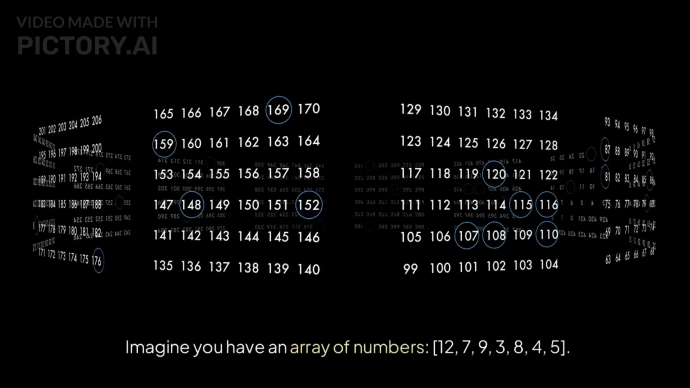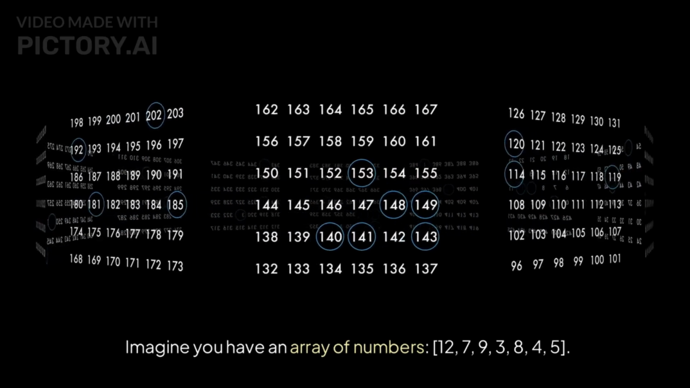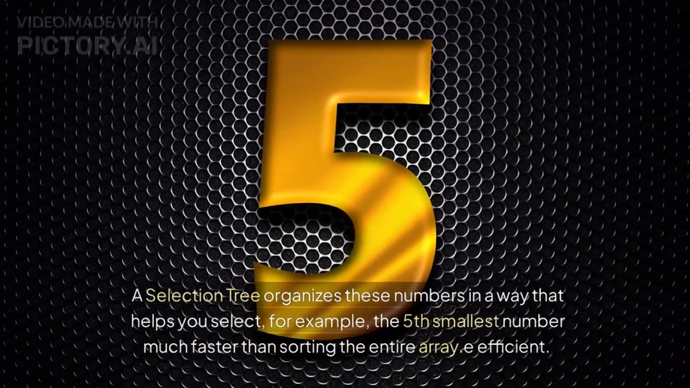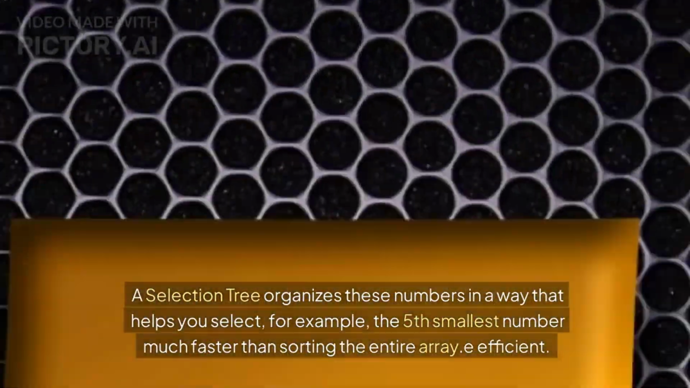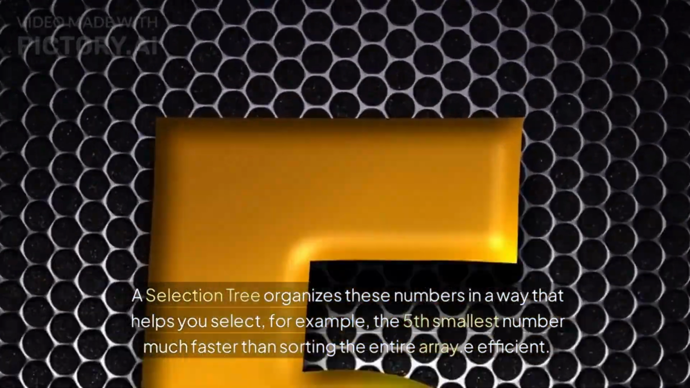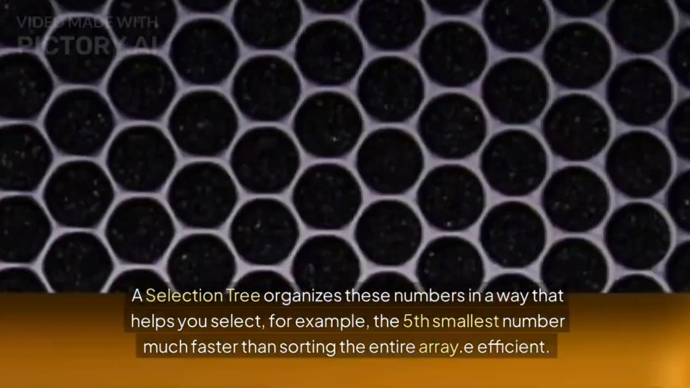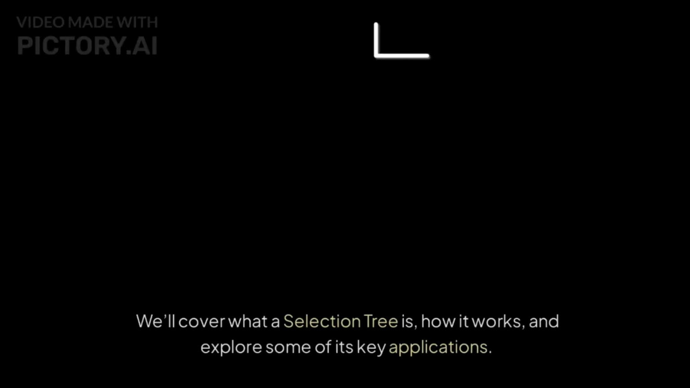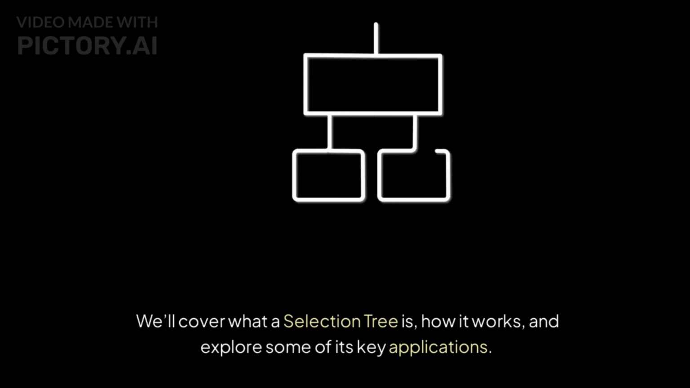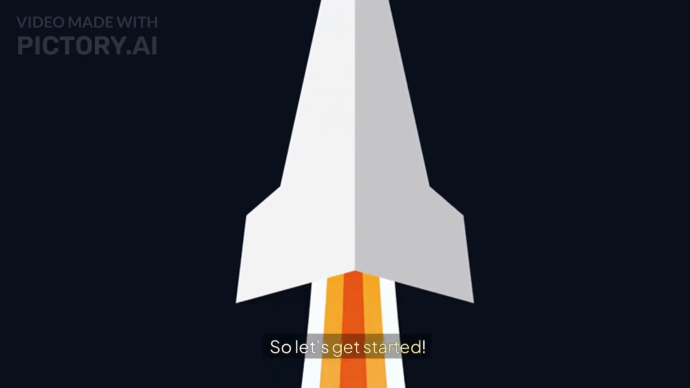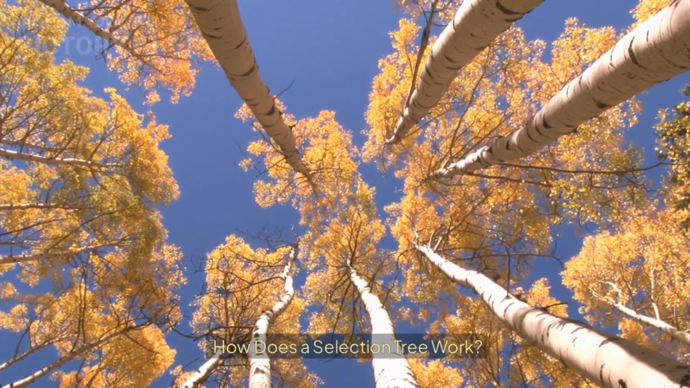Imagine you have an array of numbers: 12, 7, 9, 3, 8, 4, 5. A selection tree organizes these numbers in a way that helps you select, for example, the fifth smallest number much faster than sorting the entire array. Efficient. We'll cover what a selection tree is, how it works, and explore some of its key applications. So let's get started. How does a selection tree work?